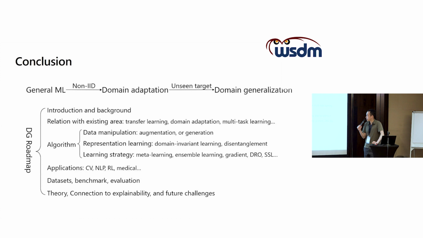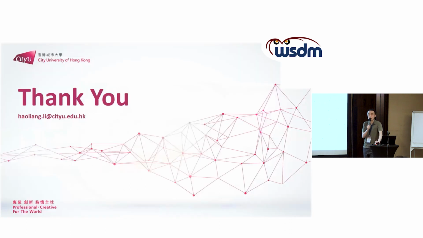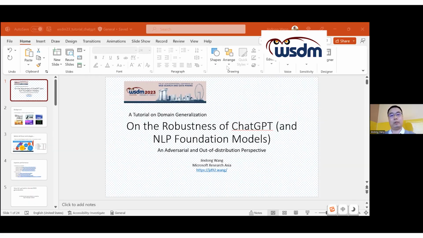And at the last part, I showed how domain generalization can be applied: the relationship between the explainability issue and domain generalization, and I also pointed out some future challenges. Okay, so I think that's about my part. Thank you very much.